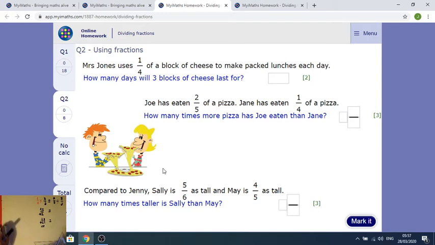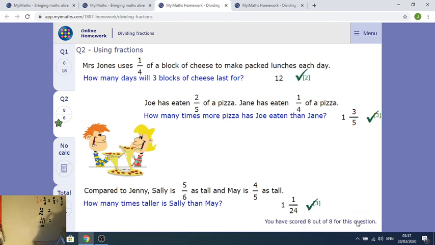So here's the iMaths screen for me to fill those in on. So I filled those in and I've just got to mark it, and that's satisfying.